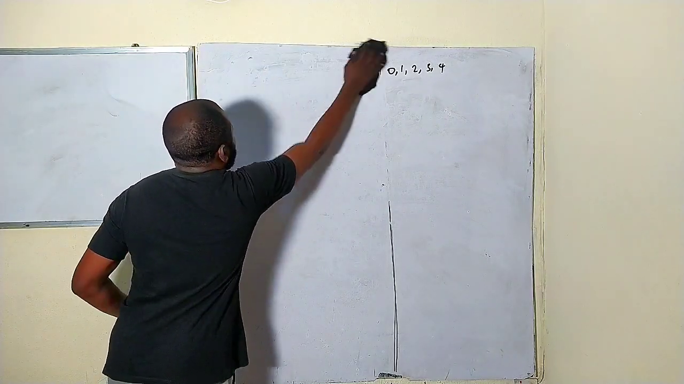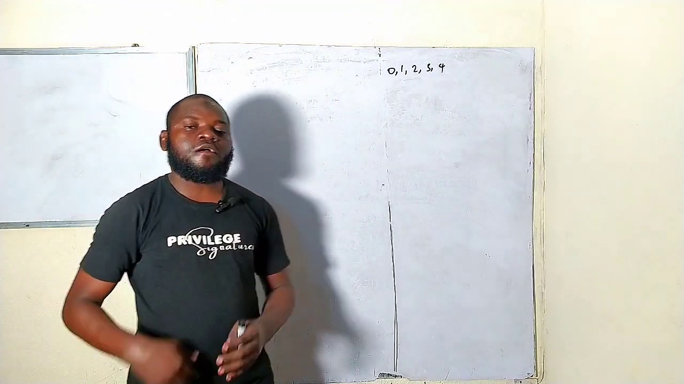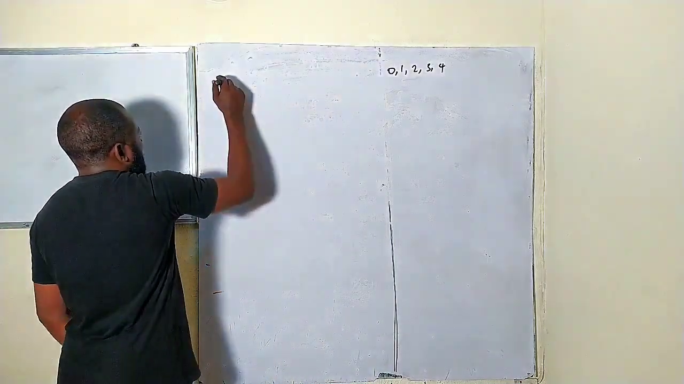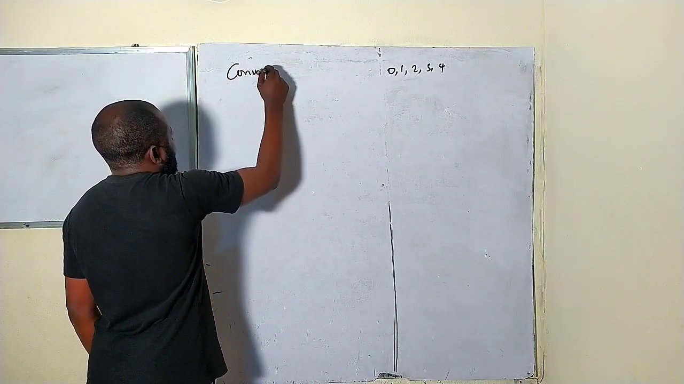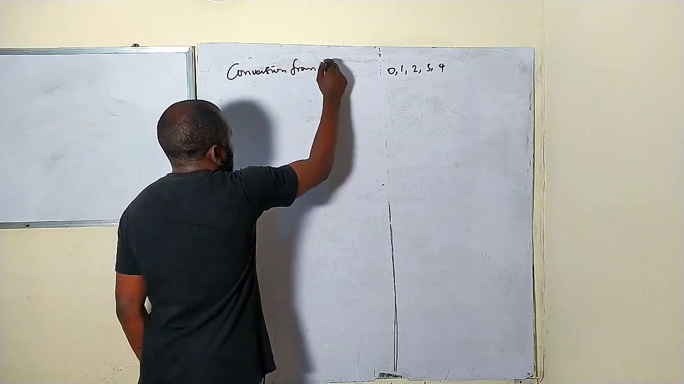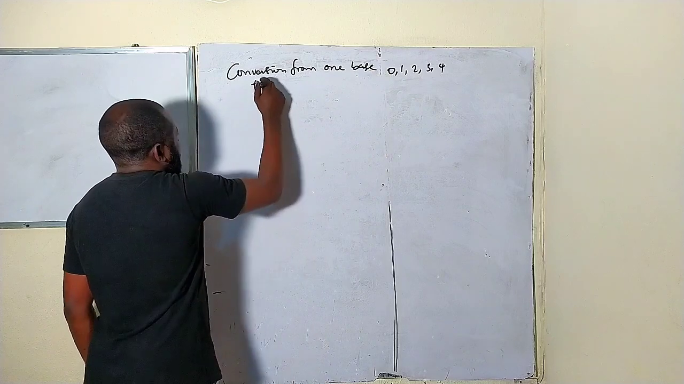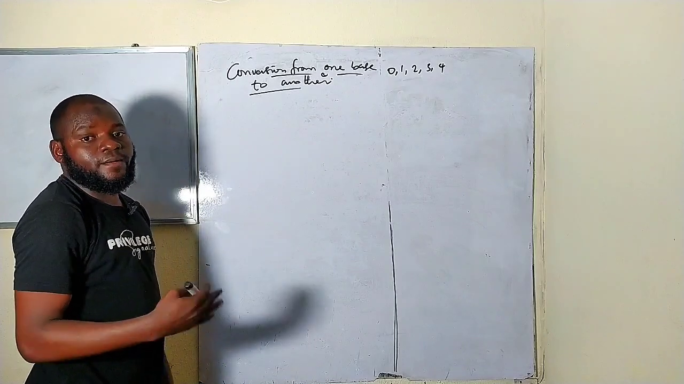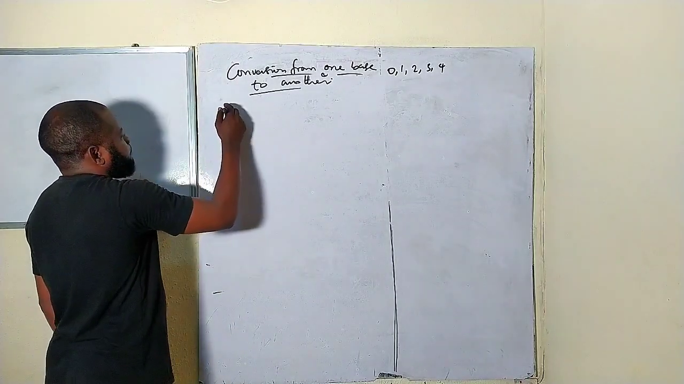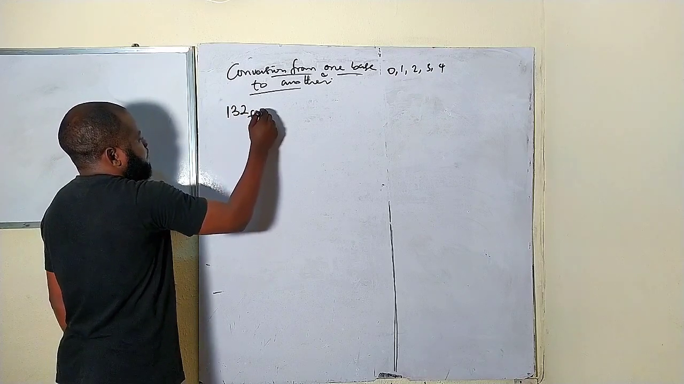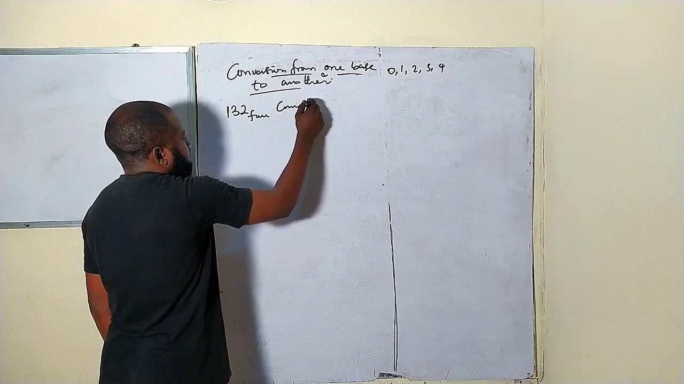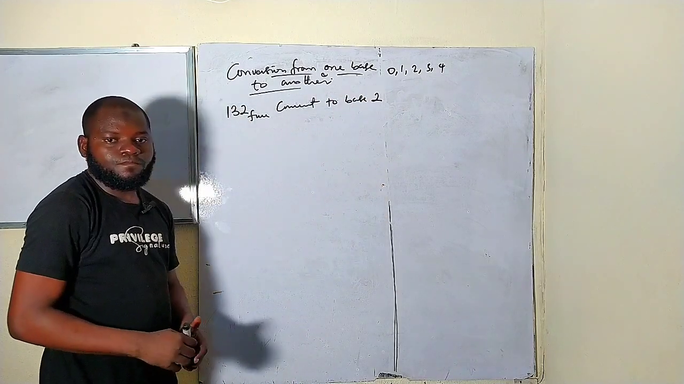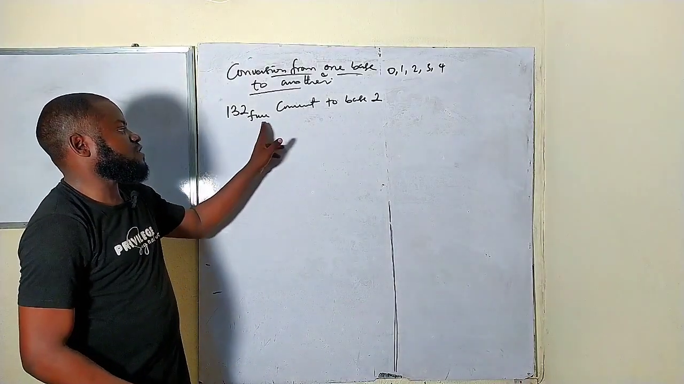And what is the next part, guys? The next part of conversion is how to convert from one base to another base other than base 10. So we are converting from one base to another base other than base 10. Let's say I have 132 in base 5, and I ask you to convert it to base 2. You're converting 132 in base 5 to base 2.